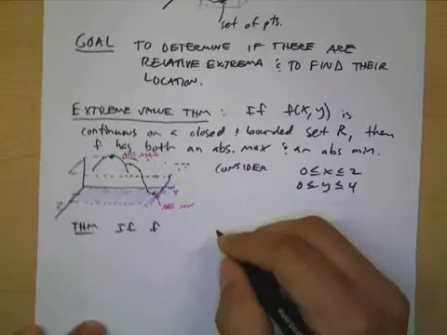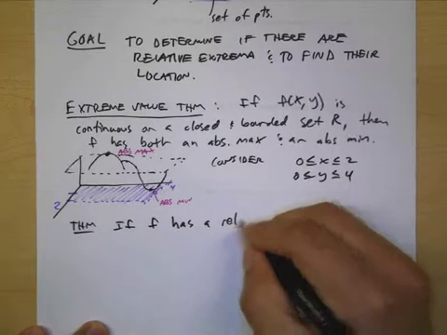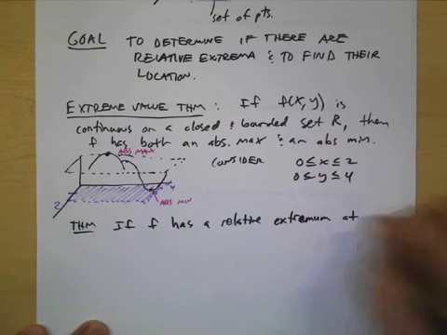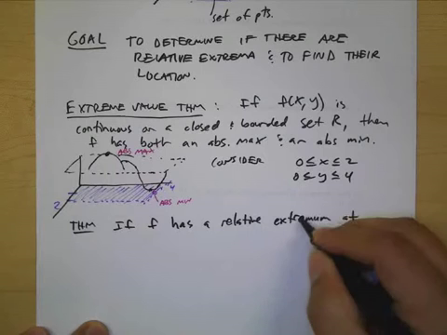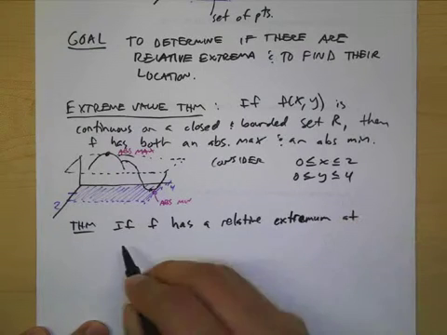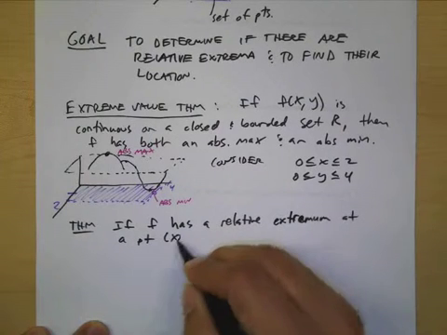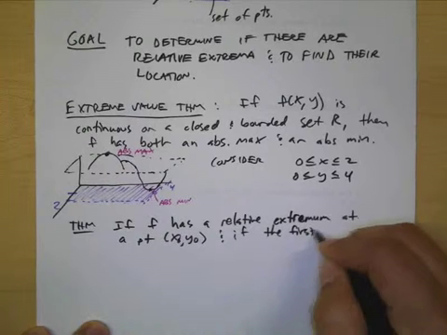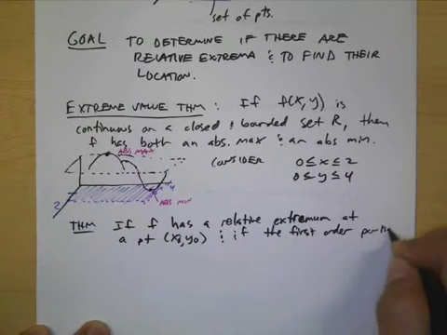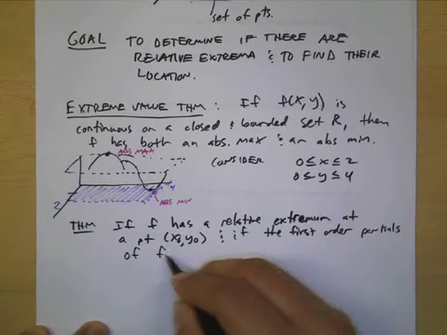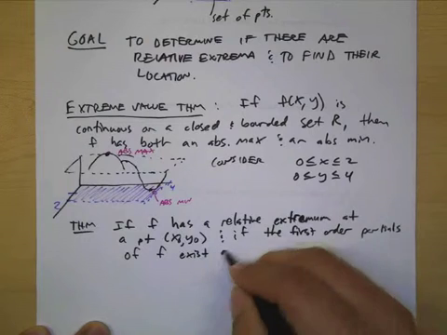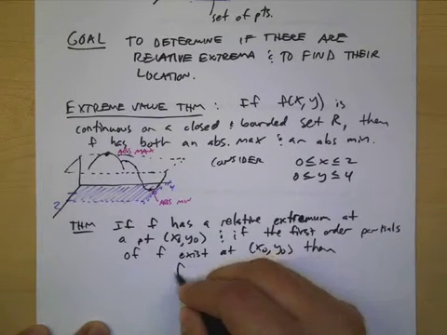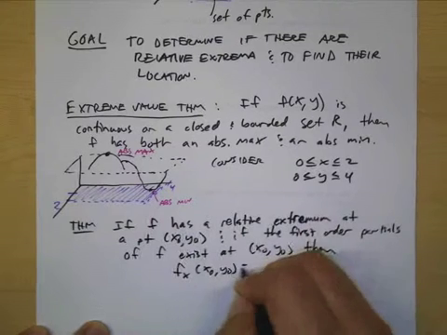If f has a relative extremum at a point x naught, y naught, and if the first order partials of f exist at that point, x naught, y naught, then what should they equal?